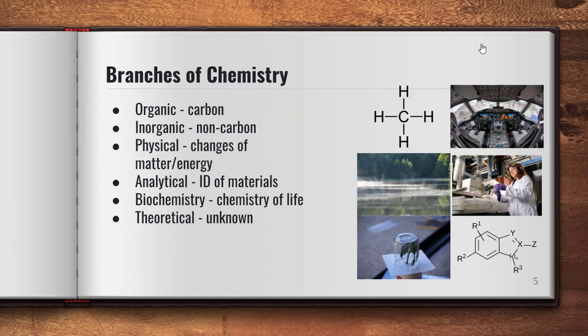Physical chemistry is just how matter changes, the processes in which matter is converted from one substance to another. Does it release heat? Does it absorb heat? What about entropy? All of these different chemical terms play a role in physical chemistry. Analytical chemistry is the identification of materials. If we have an unknown substance, maybe we discover a plant in the Amazon rainforest and want to know more about the chemicals inside of it that make it able to live, analytical chemists would be able to identify those materials.